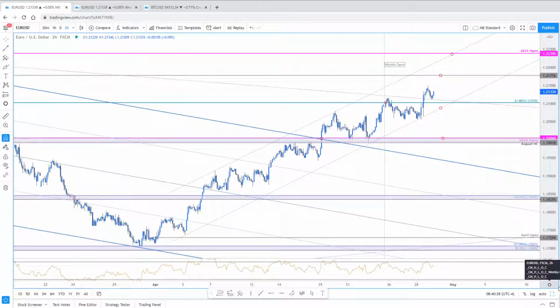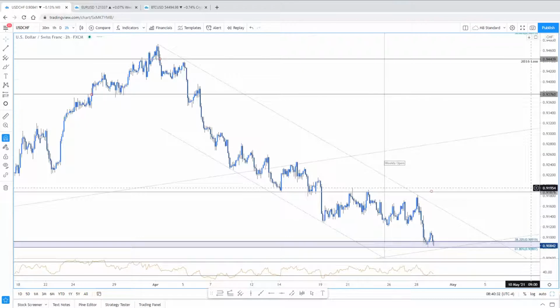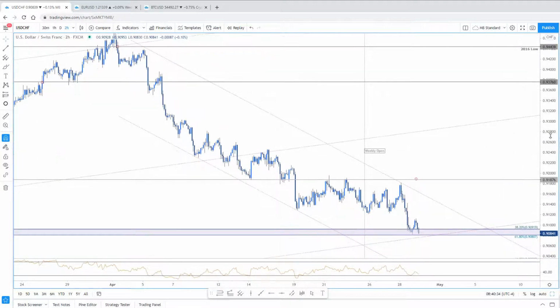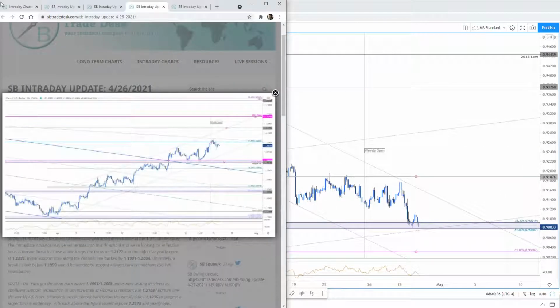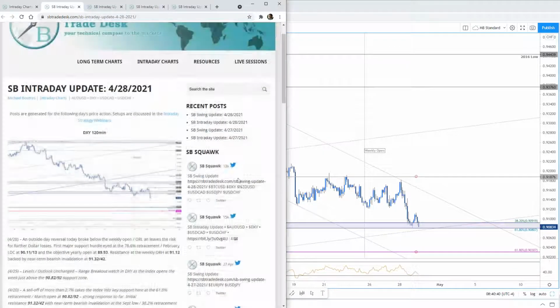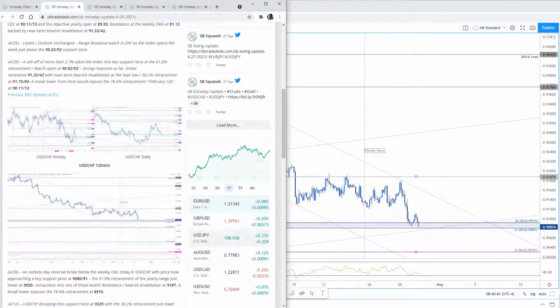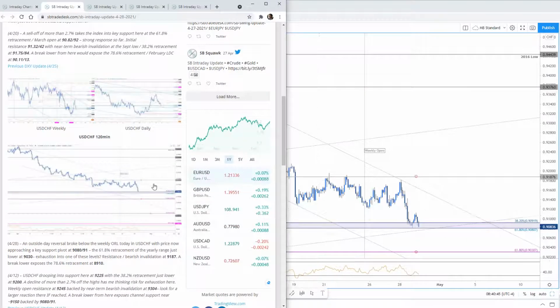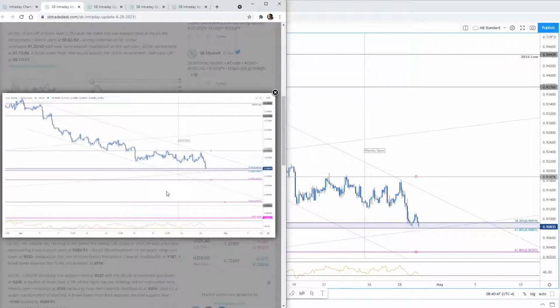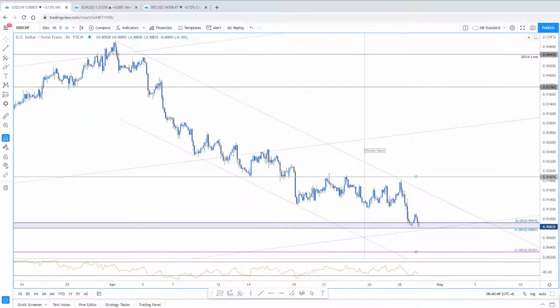Swissy was actually more of an interesting set, believe it or not, because we're coming into a big support zone right now, and I want to see what kind of reaction we get into this level here today. Here is what Swissy looked like last night, and here's what we look like now. No change to levels, 90-80, 90-90. You guys remember those levels?